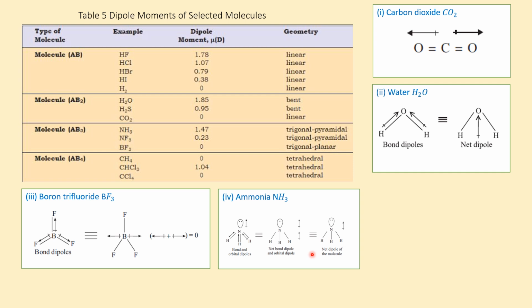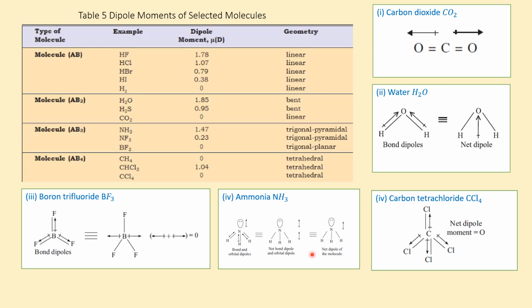Next and final example is that of carbon tetrachloride. This is shown on your screen in the bottommost part. Carbon tetrachloride has zero dipole moment due to its symmetrical tetrahedral shape. Please pause this video and note down all the Lewis dot structure diagrams and dipole moment diagrams.